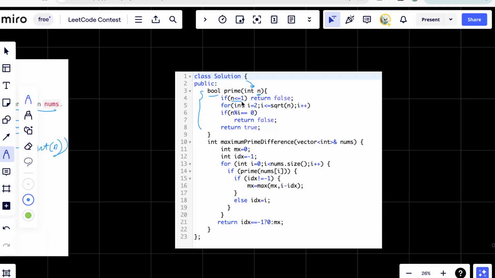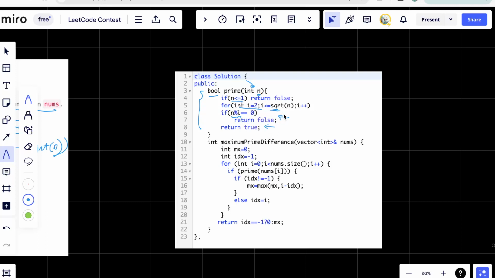So if n is less than or equal to 1, then definitely it's not a prime. Then we will be iterating here up to square root of n, and we will simply be checking n modulo i. For prime numbers, we know the property: it's only divisible by itself and 1, and no other number. So if a number is divisible by some other number, we have to return false. It's not a prime. Otherwise, we can return true.